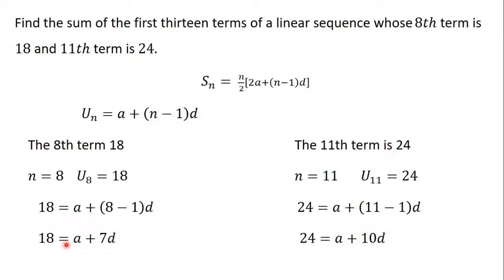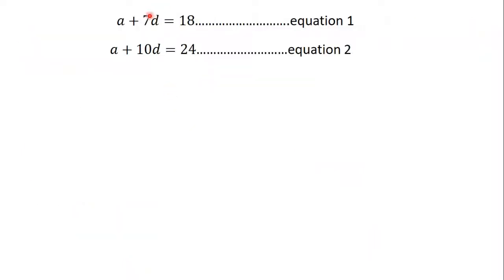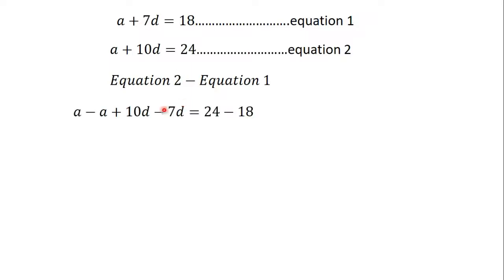So we have the first equation, a plus 7d is equal to 18. And we have the second equation, a plus 10d is equal to 24. We have two equations and two variables, so we will solve them simultaneously for the values of a and d. I'll call the first one equation 1 and the second one equation 2. I'm going to use the elimination method. So I'll subtract equation 1 from equation 2. This will give us a minus a plus 10d minus 7d is equal to 24 minus 18.